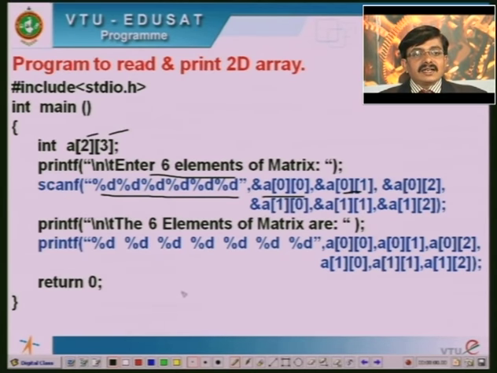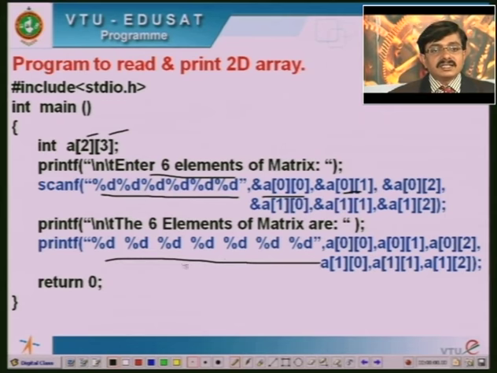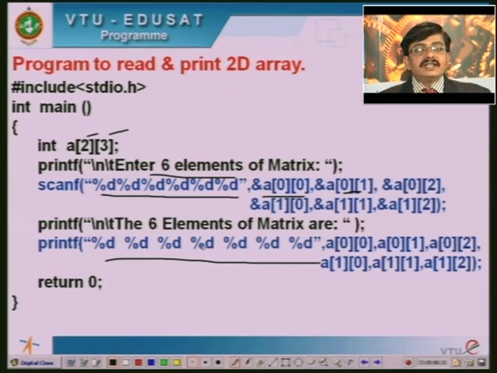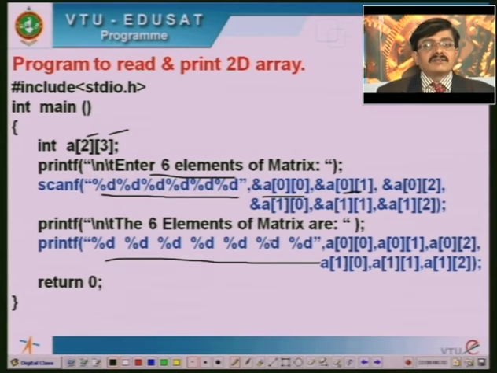Similarly, when I am printing the array elements, the 6 elements of the matrix, I provide the 6 percentage D, the format specifiers to print the integer elements, and these 6 percentage D are the placeholders for the values of A of 0 0, A of 0 1, A of 0 2, A of 1 0, A of 1 1, A of 1 2. So, likewise I will be printing the elements of the matrix.